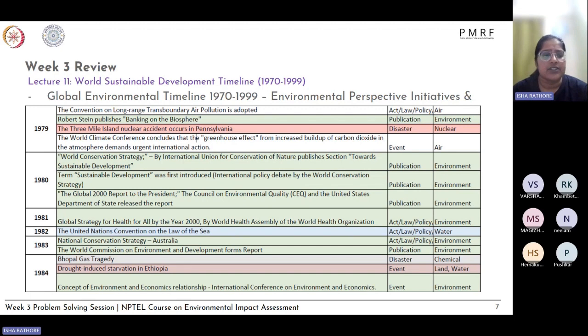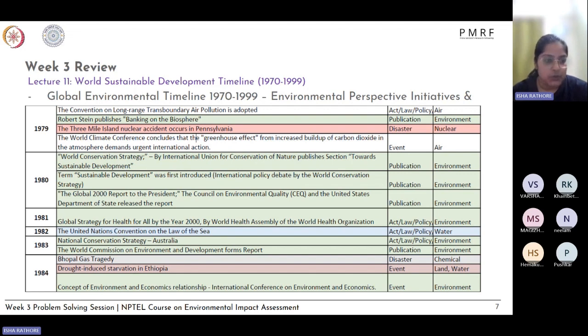1984 was the Bhopal gas tragedy, which was again a disaster leading to the release of poisonous or toxic gas in the air. This happened in Bhopal, India. So this was an event which also led to significant awareness and efforts towards how to have rules and regulations around these kind of developments which are happening and how to reduce their impact on the environment as well as humans as well.